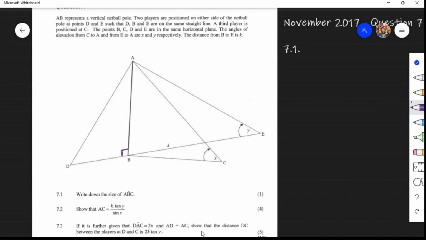Two players are positioned on either side of the netball pole at D and E. So at D we have, let's say, player 1. And at E we have, let's say, player 2, because they're both positioned at either side of the netball pole. And this side AB, this is our netball pole.